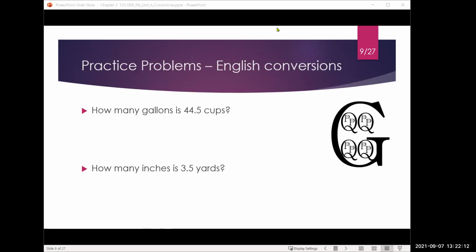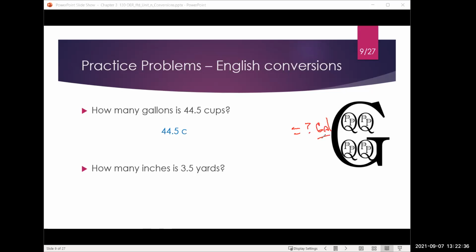All right, so we have this particular question, and they're asking how many gallons is 44.5 cups. So we write down what we're given, and we write down also what we're looking for, because that's my goal there.